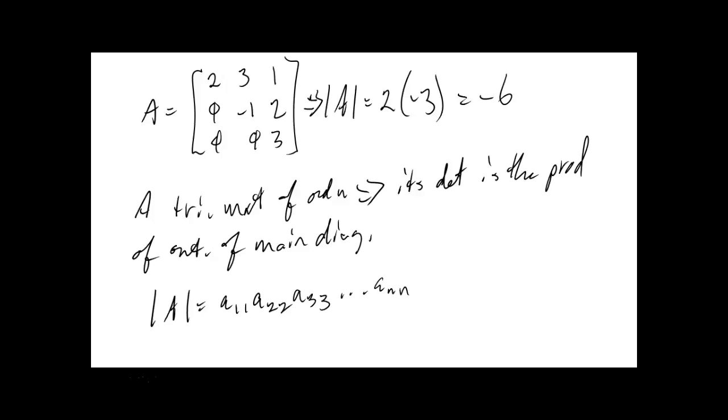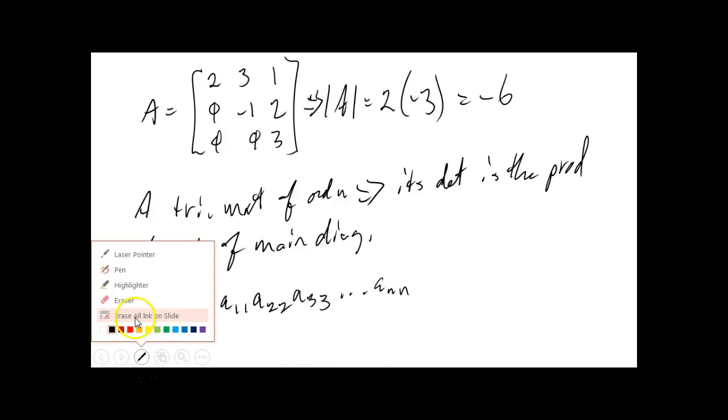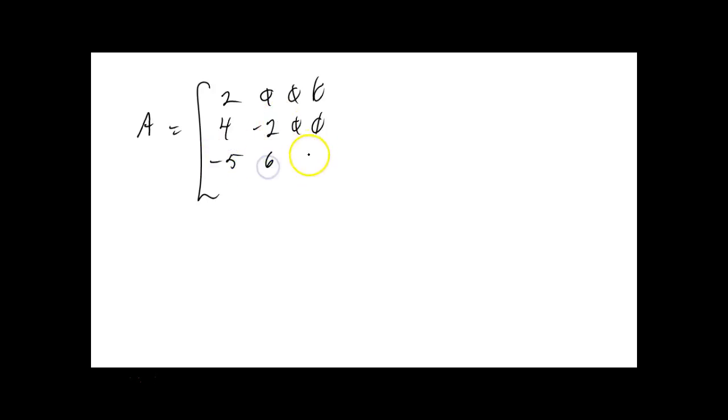Do we have time for example 6? 2 minutes? Let's try it. All right. Find the determinant of this matrix A. It's going to take me almost 2 minutes to write it. 2, 0, 0, 0. 4, negative 2, 0, 0. Negative 5, 6, 1, 0. 1, 5, 3, 3.